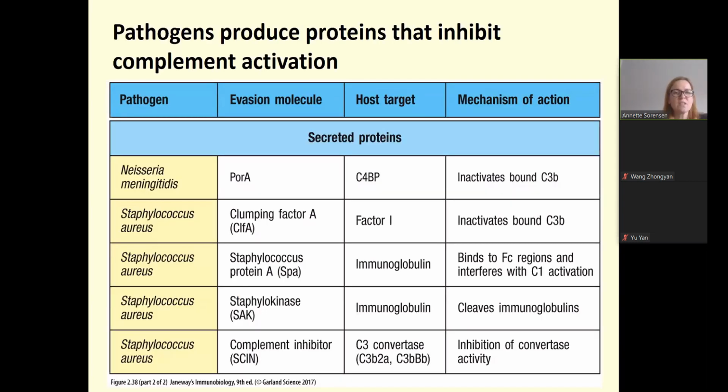However, pathogens can produce proteins that inhibit complement activation. And there is just an example of some of them here. I'm not going to go through all of them. But if you look at this one here, meningitis pathogen, you can see that that can inhibit complement protein because it inactivates the binding of this C-3b. So this was the one we just looked at, which can bind to bacteria and then allow phagocytosis because it is recognized by macrophages. So there's other mechanisms, as you can see here.